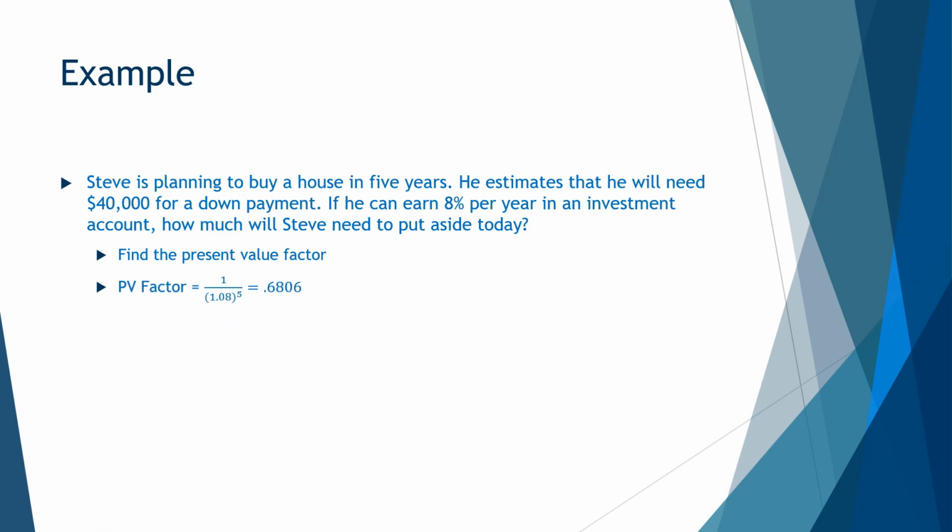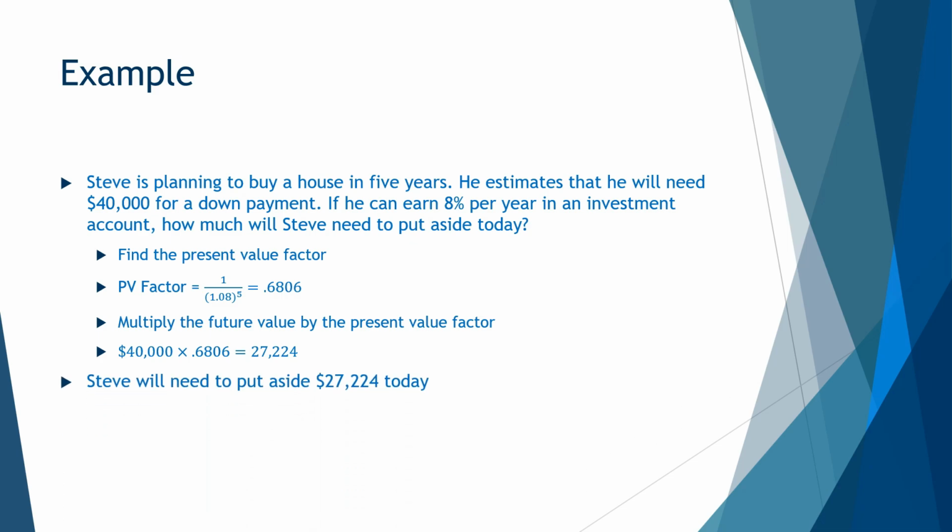We just take 1 over 1 plus 0.08, right? 0.08 is the 8% in decimal terms. And we do that to the 5th power, and we get a present value factor of 0.6806. And we're just going to multiply that by the future value of 40,000. That's going to give us 27,224. So that's what Steve will need to put aside today.